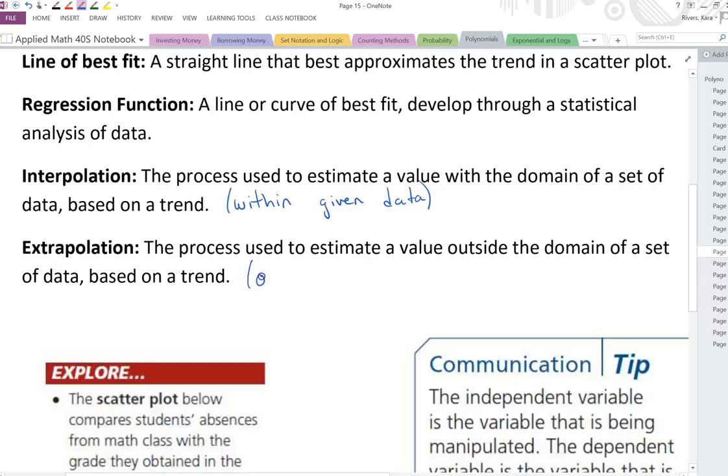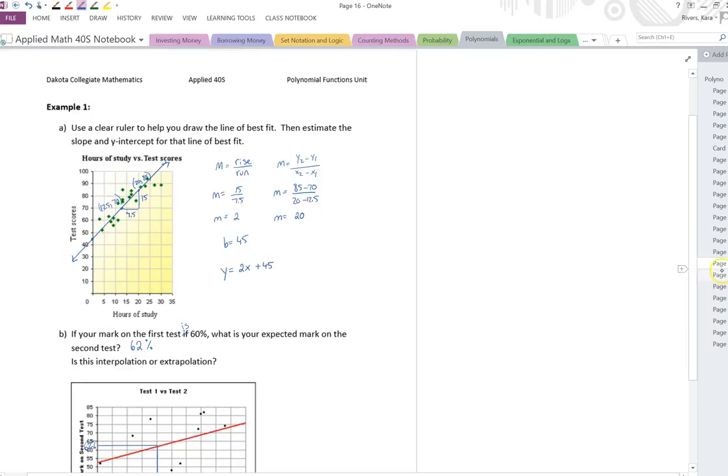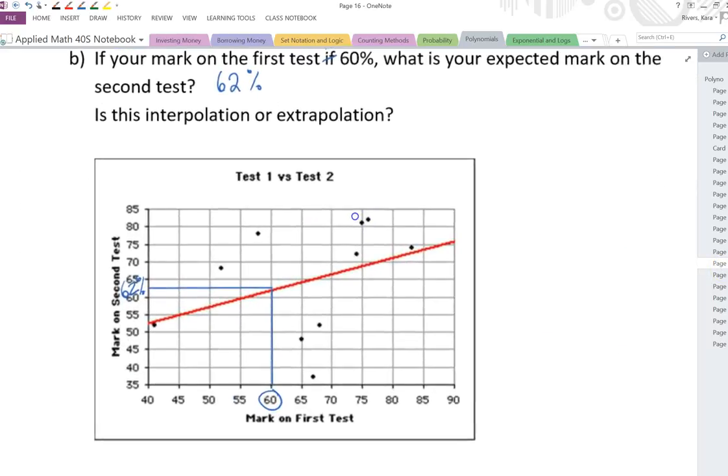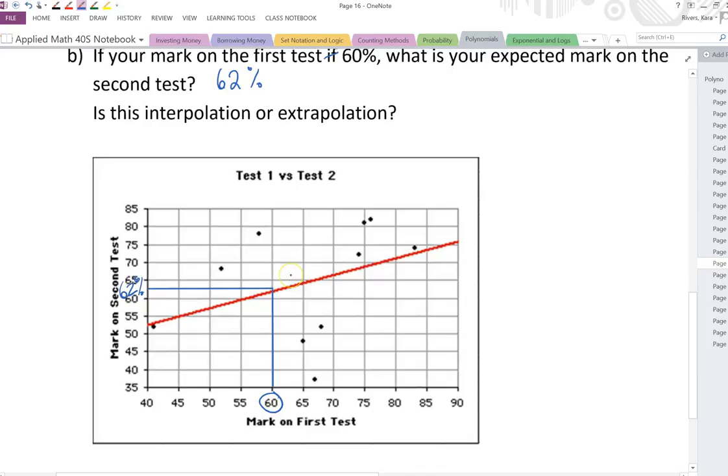So that's outside given data. Usually means you've extended the line beyond the data given to us. So if we look here, we're on the red line, we're on the line that was given to us, we haven't gone beyond it, so this would be interpolation.